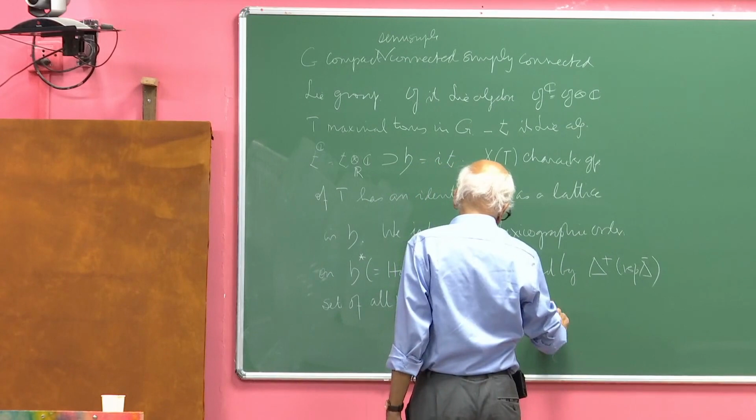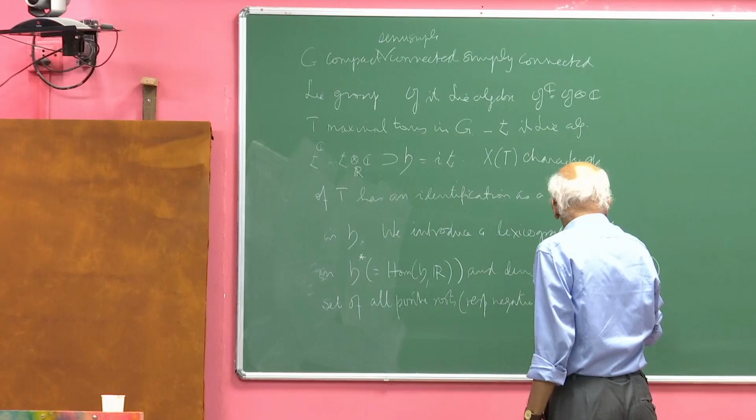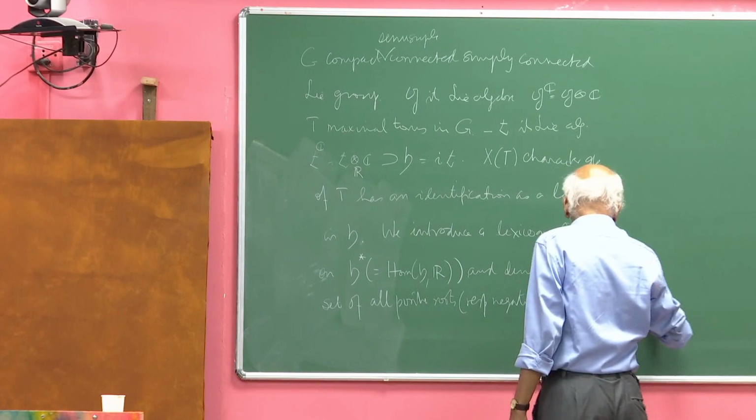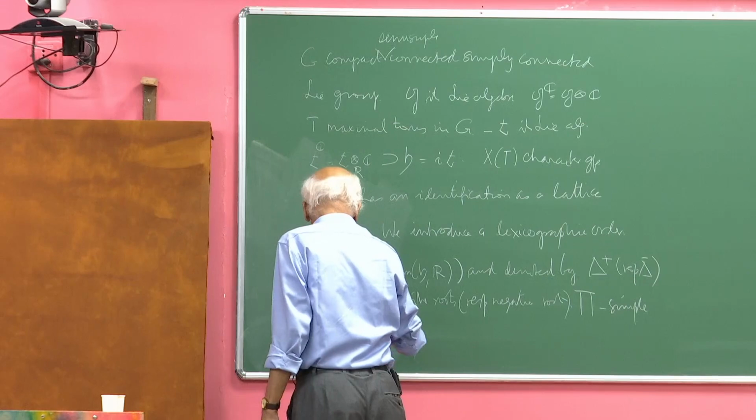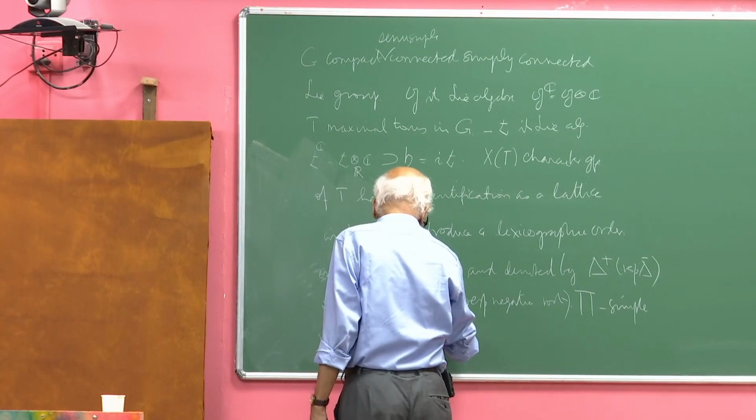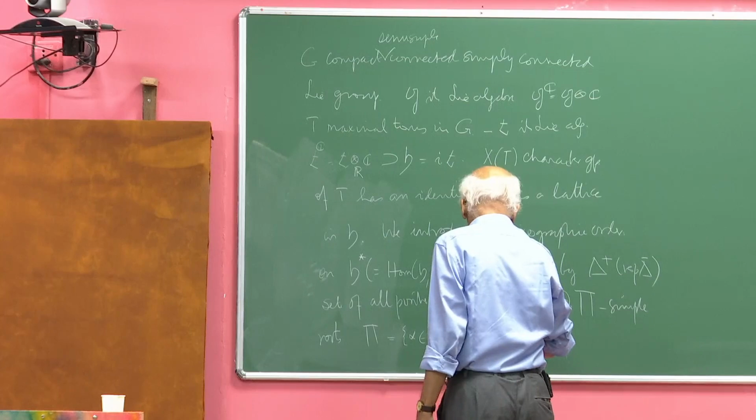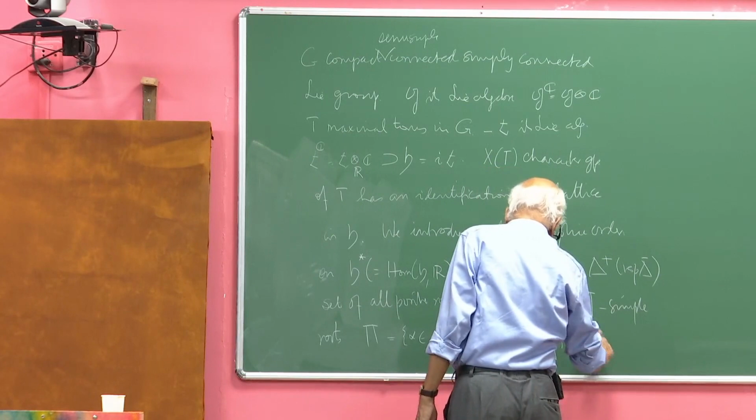We also denoted by Pi the simple roots. Pi is the set of alpha in Delta plus such that alpha is not equal to beta plus gamma for any beta, gamma in Delta plus. That is the definition of a simple root.